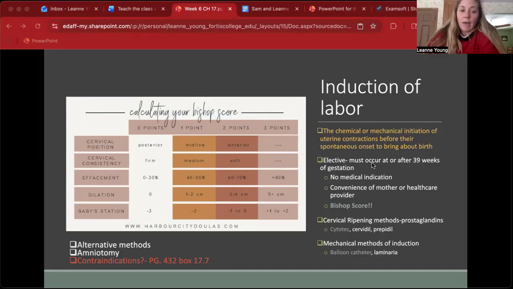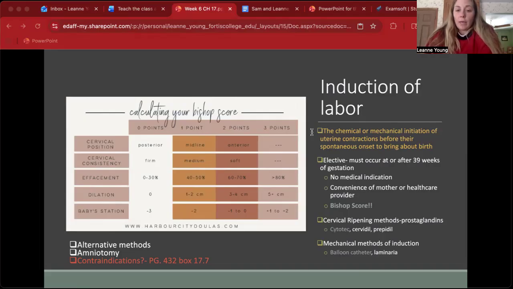On your slide, I have a picture here of how to calculate a Bishop score. So what are the categories? Cervical position, where is that cervix at? How soft is the cervix? Is she dilated or effaced? And then how low is baby's head? All of these things are going to give you a number. If it's greater than 8, that means mom has a favorable cervix for an induction. If it's less than 8, her Bishop score is not favorable for an induction of labor. Okay?